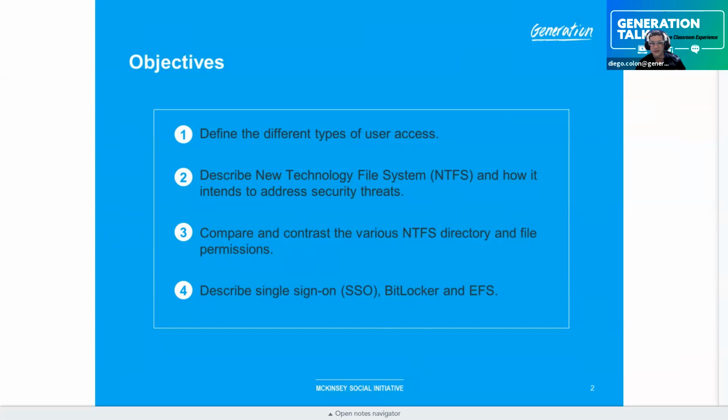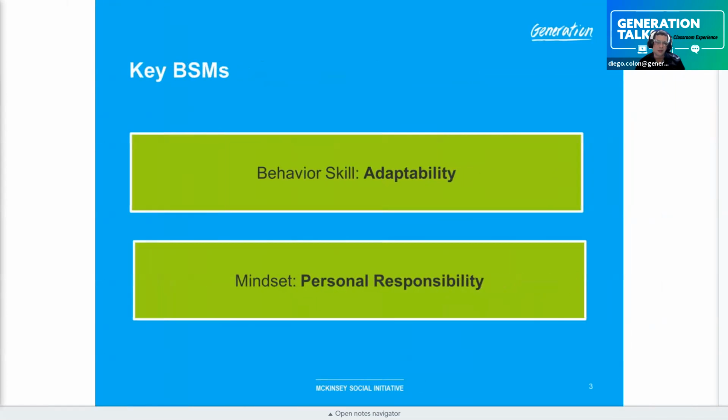Questions, doubts so far before we proceed? All right. So the behavioral skills needed for this would be adaptability and personal responsibility. You need to be able to adapt to any given situation and security needs overall. At the same time, we need to make sure we're personally responsible to ensure that the proper security needs and the least privilege method is being used at all times.